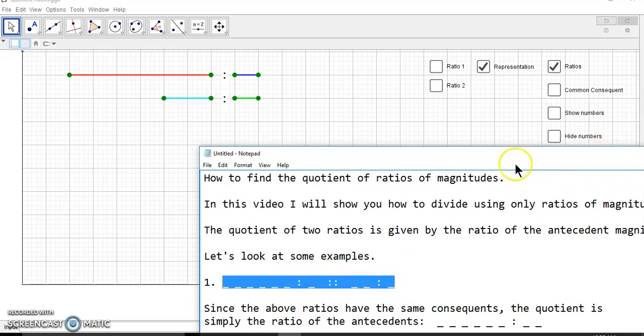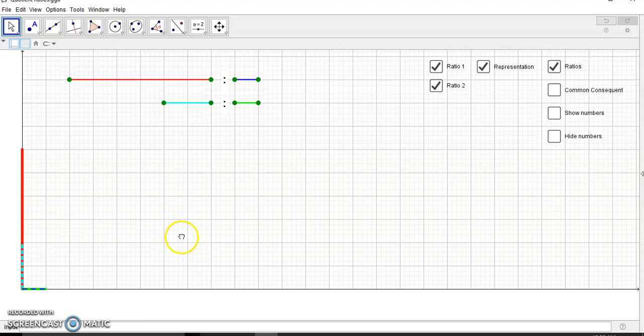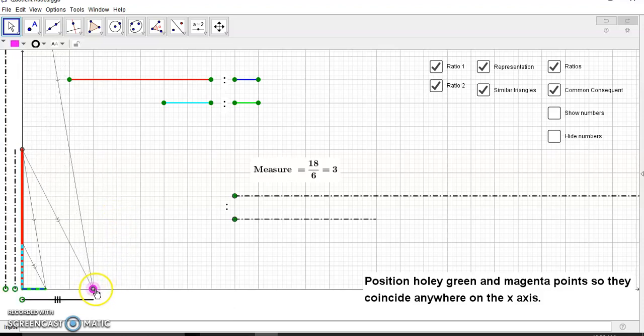Now we can plot these ratios as follows, and then we can find a common consequent using similar triangles. If we position these points, the green and the magenta point, like that, then these solid dotted lines are the antecedents of these ratios when they are expressed using the same common consequent. In this case, the common consequent is this line here.